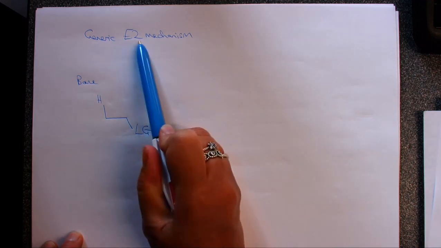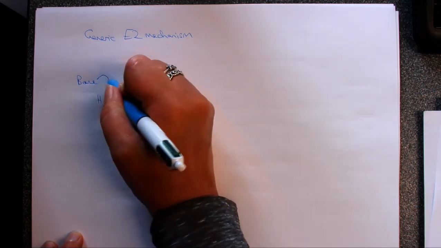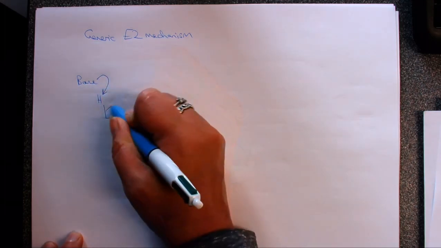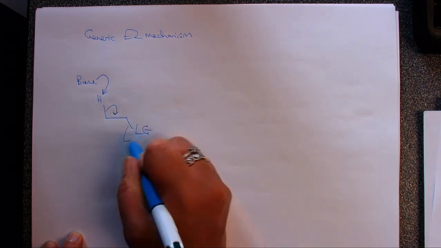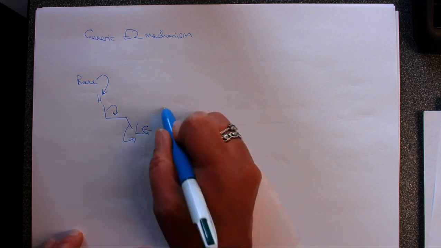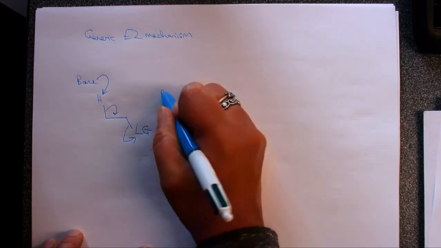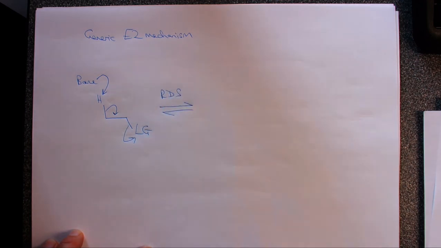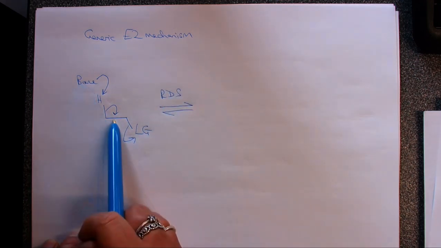Note if it's E2, that means it's elimination and it's bimolecular. So both of these will be involved in the rate determining step. So our base is going to pull off our hydrogen at the same time as the electrons feed in to make the alkene, which again will happen at the same time as the leaving group departs. So in our rate determining step, we've got two species involved. We've got the base and we've got the substrate.